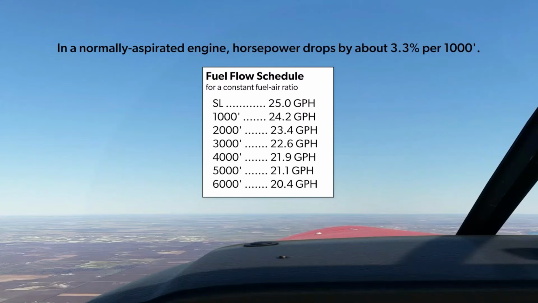If they haven't, if there isn't anything like this in your POH, you can create your own fuel flow schedule for a climb that's designed to maintain a constant fuel air ratio as you go up. And the way that you do that is by realizing that horsepower drops by about 3.3% per 1,000 feet. And with horsepower dropping off at that rate, fuel flow could drop off at that rate to maintain a constant fuel air ratio. And so all you do is you take your sea level fuel flow and you subtract 3.3% from it for each 1,000 feet, and you've got a nice fuel flow schedule.